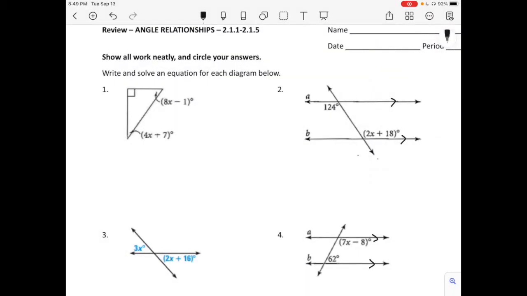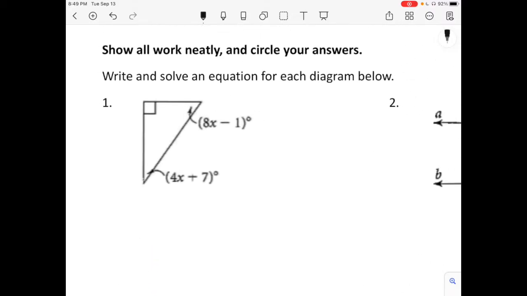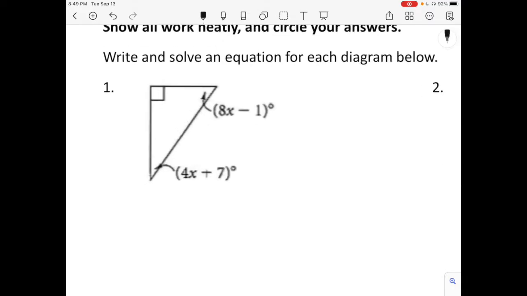Okay, so this video is going to have all the review questions. So rewind, pause, fast forward as needed. The directions say show all work neatly and circle your answers, write and solve an equation for each diagram below. So number one is a triangle.